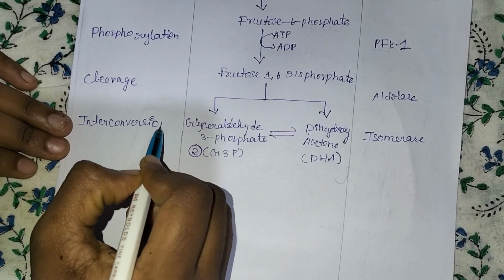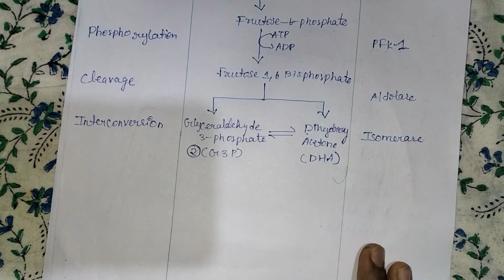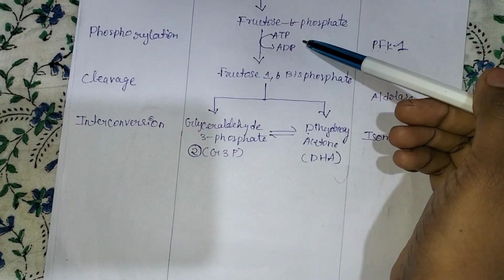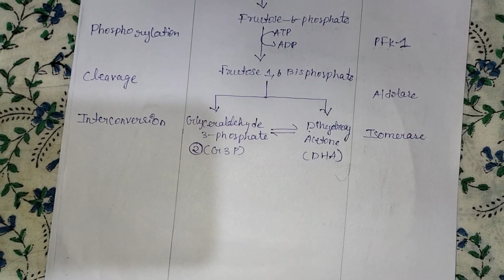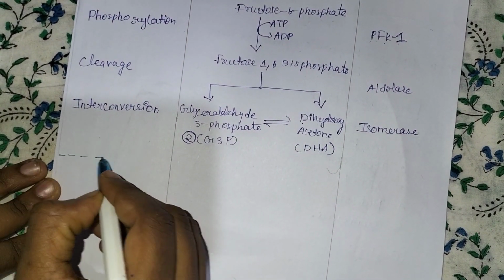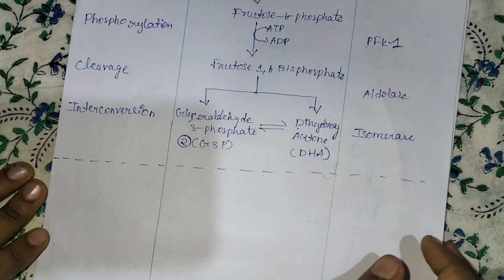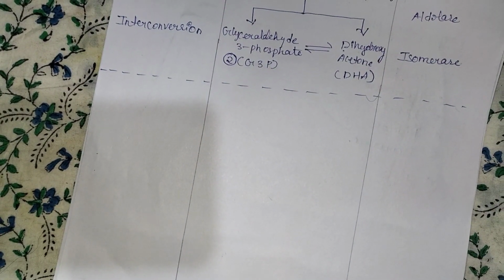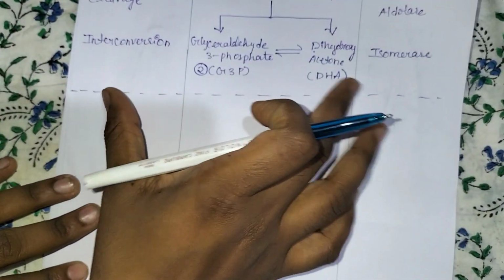Okay, so this is all about the preparatory phase. Why do we call it the preparatory phase? Because in the preparatory phase we are utilizing ATP to break down glucose. Next we'll go to the payoff phase. In the payoff phase, whatever ATP we used, we will produce that ATP again. And this is the 5 steps we have completed.